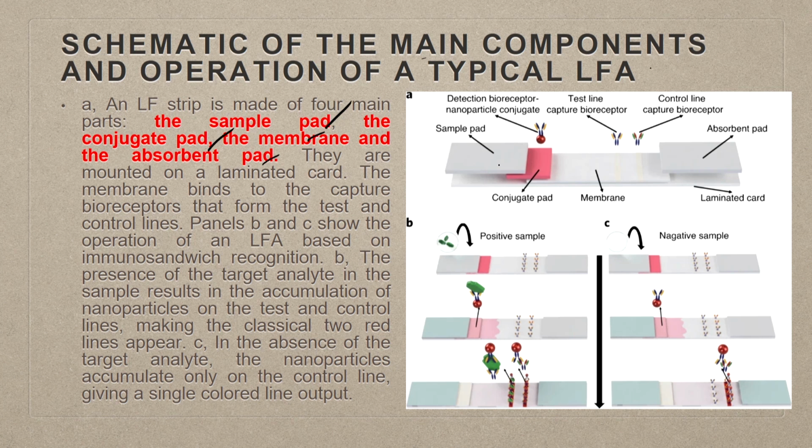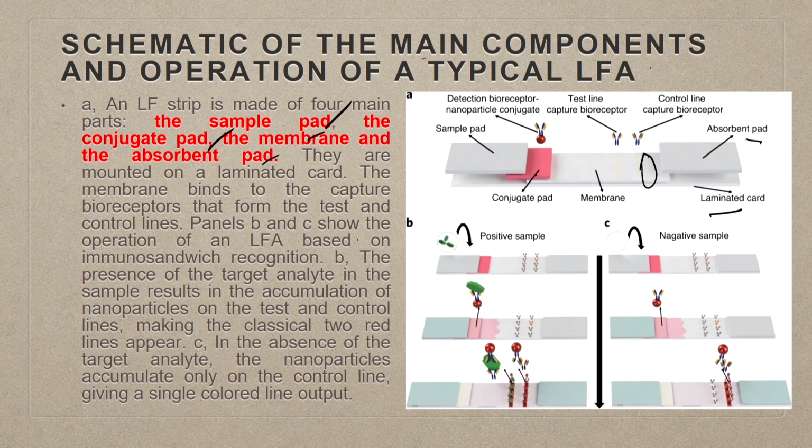So, here you see the sample pad, you have the conjugate pad, detection of bioreceptor nanoparticle conjugate, and here you have the test line to capture bioreceptor, and a control line to capture bioreceptor. Here you have the adsorbent pad, laminated card, but you do not see any of the detection units. They are mounted on laminated card. The membrane binds to the capture bioreceptor that forms the test and control lines.